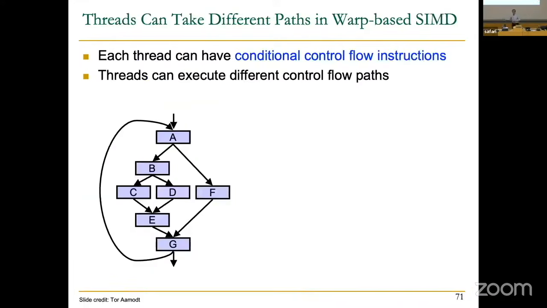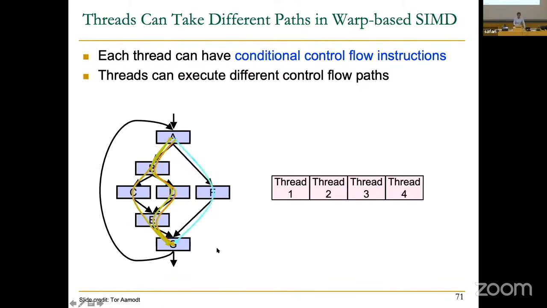Now, a more complicated example. Each thread can have conditional control flow instructions, as I foreshadowed. Threads can execute different control flow paths. So this is our complicated code. Each thread has this code, so the programming model is still SPMD. Each thread is doing the same thing, except on different data elements. Thread 1 may happen to take this path in this code. Thread 2 may happen to take this path. Thread 3 may happen to take some other path. And thread 4 may happen to take a completely different path.